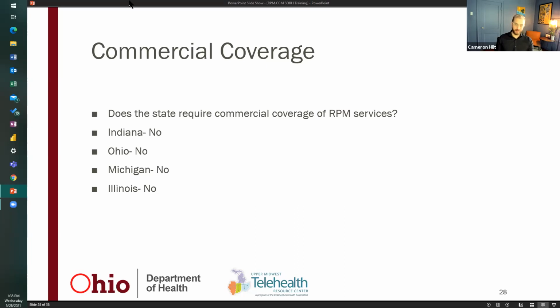Now, we as the Upper Midwest Telehealth Resource Center will continue to monitor that to see if that changes over time. However, if you have patients that are on commercial coverage, it'll just be important for you to ultimately double check their eligibility requirements to ensure that you are going to be reimbursed for those services if you're providing them.